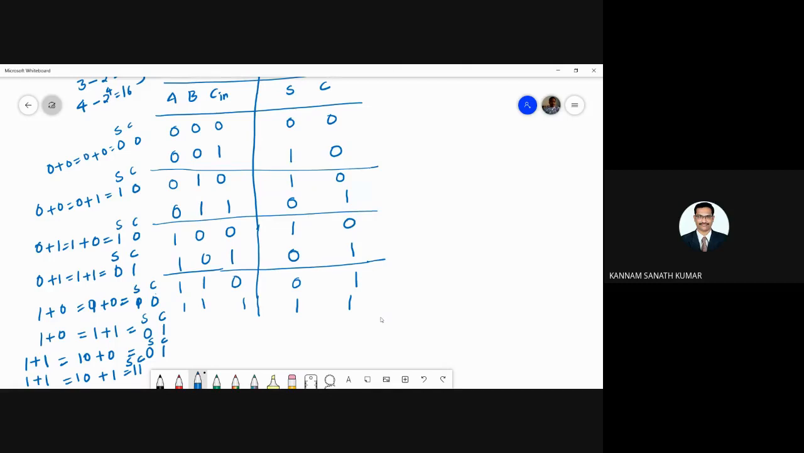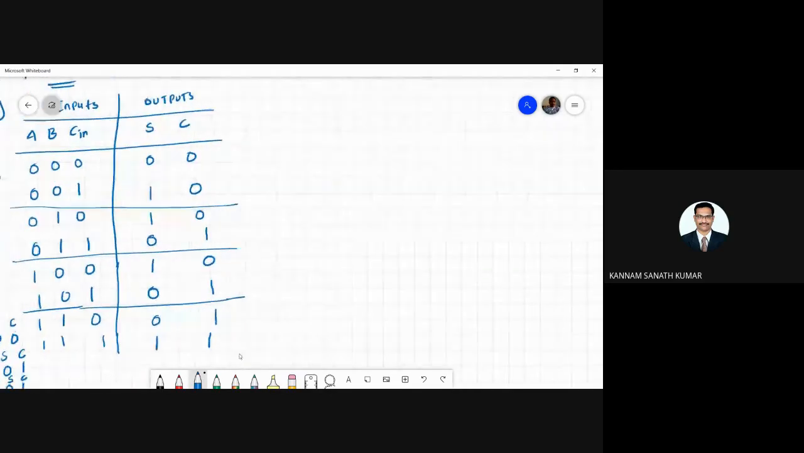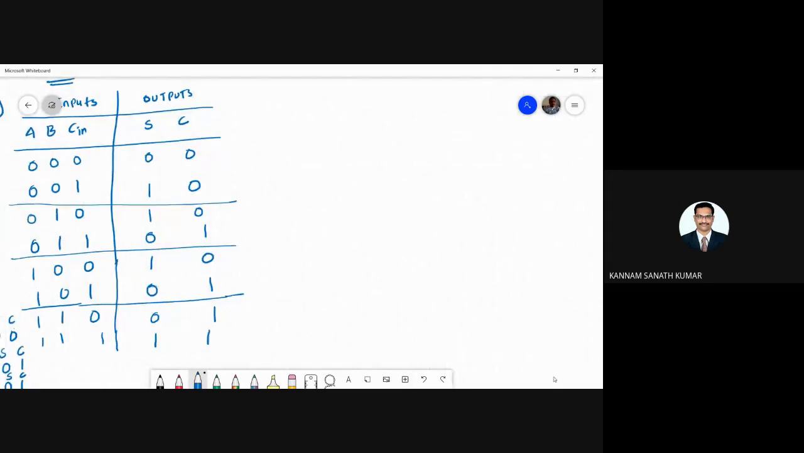Okay. So you can get the expression for sum and carry, but you can use the K-maps, or you can use the Boolean expression. So here I am using the K-map for the sum. Okay. So how many variables? 3 variable map. Okay. So 8 cells will be there. So what are the inputs? A, B, C input.